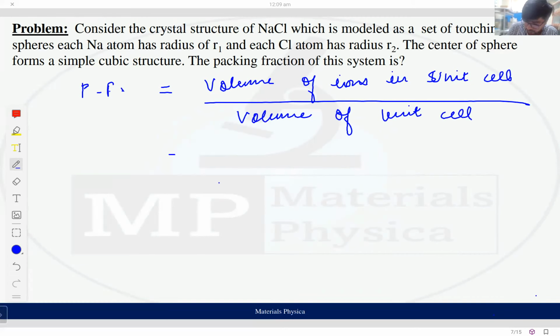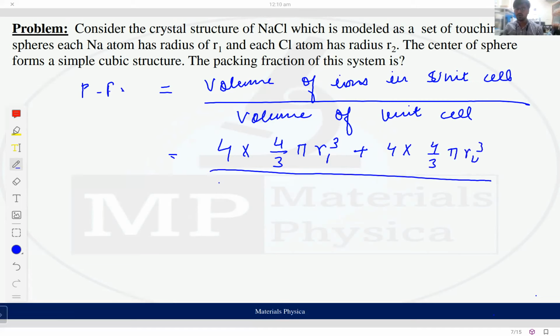And for the volume of the ions, because it is an FCC structure for sodium chloride, it would be 4 times the volume of a sodium ion, which has radius r1, so 4 over 3 pi r1 cubed, plus 4 chlorine ions, so 4 over 3 pi r2 cubed, over the volume of the unit cell.